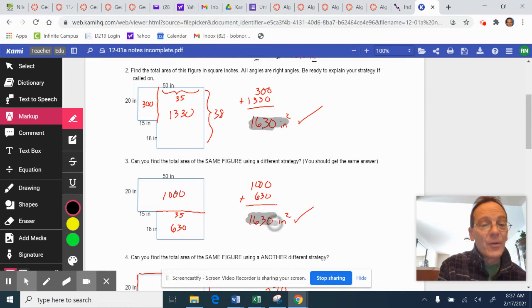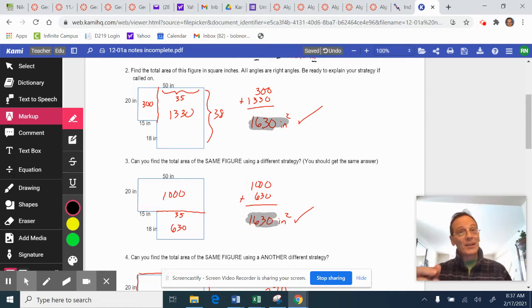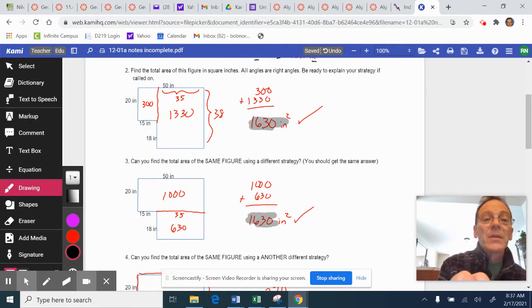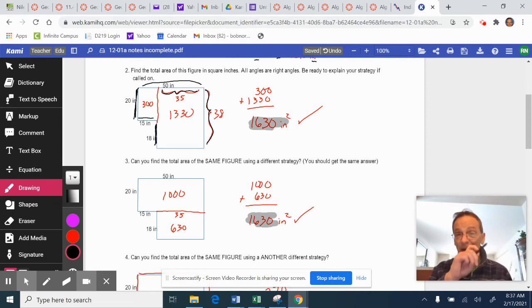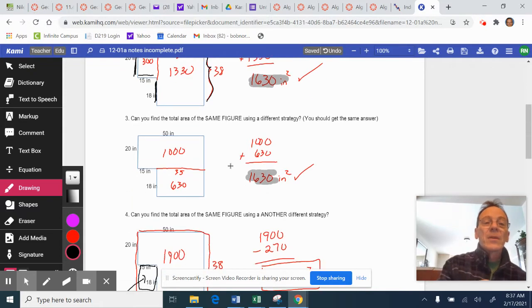That's good. If we don't get the same answer, we've done it wrong at least one of those 2 ways, right? But you've got to be careful about the dimensions here. The total height of this rectangle is this 20 plus this 18. The width of this rectangle here is this 50 minus that 15. So be careful about the dimensions. If we divide this rectangle up horizontally instead of vertically, we get different rectangles with different dimensions, but the total area adds up to be the same, as it should.